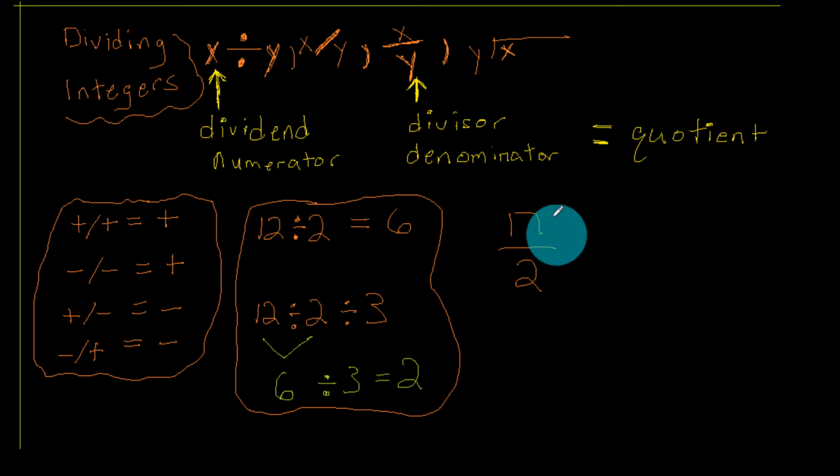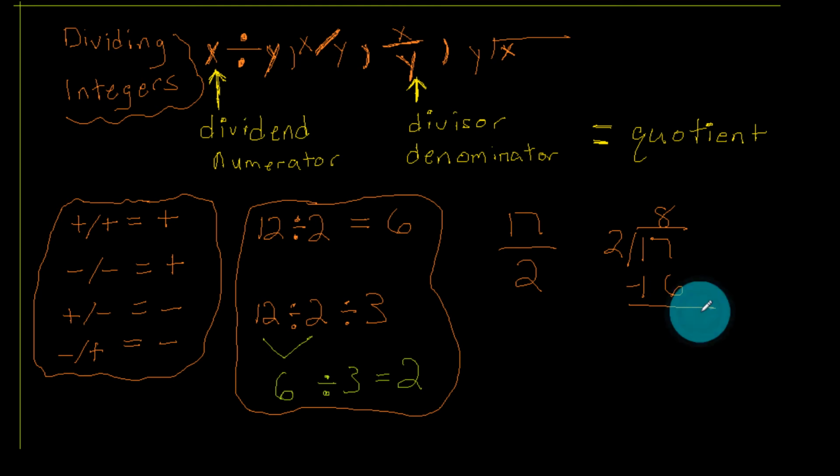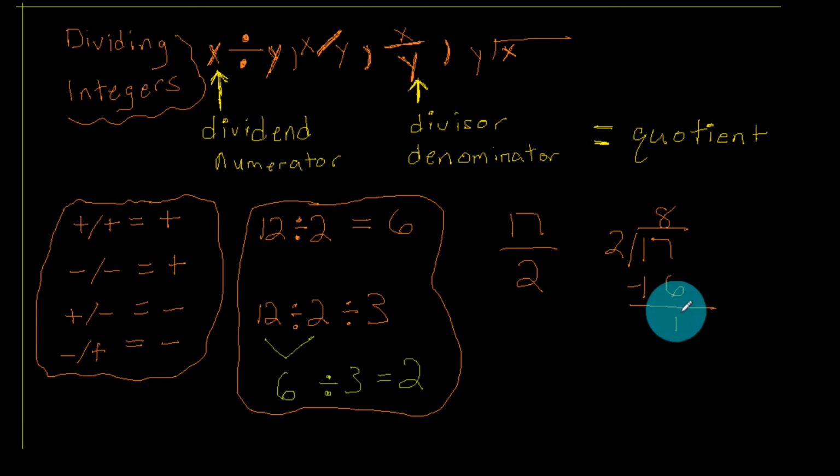Well, using long division here, I'm going to take 17 and divide by 2. I know that 2 does not go into 1, but it goes into 17 8 times. 8 times 2 is 16. And if I subtract out, well, 17 minus 16 is 1. Well, at this point, I have something known as a remainder. I can see that 2 does not equally divide into 17. So therefore, I could stop here and say I have 8 with a remainder of 1.